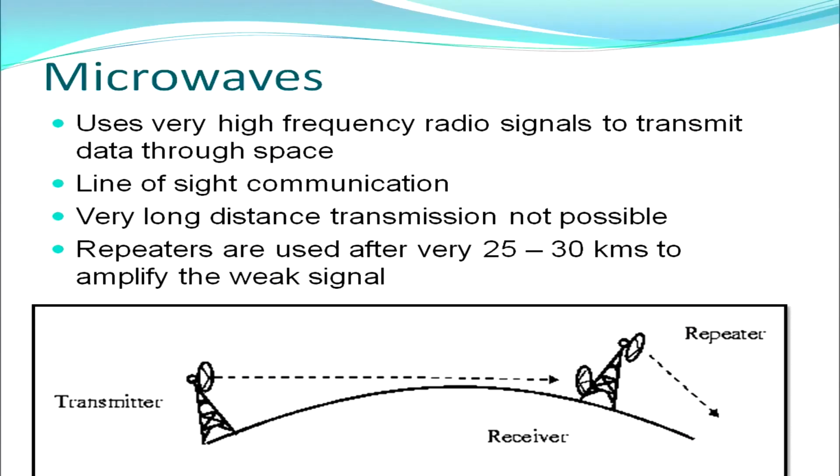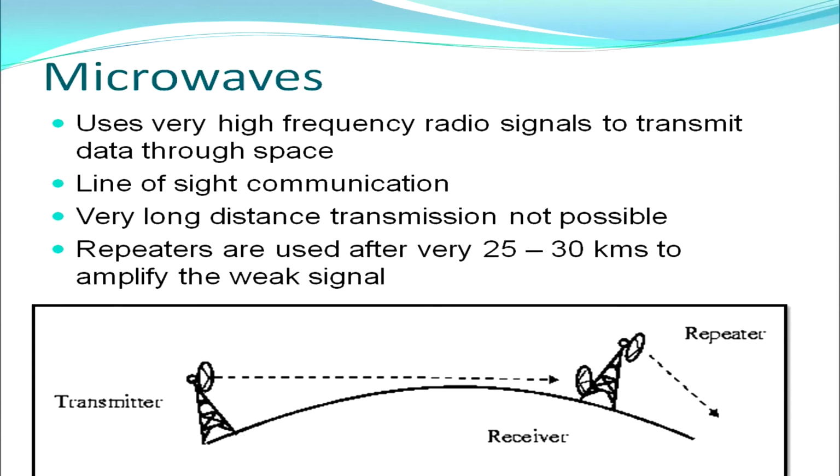Next, we move to microwaves. Twisted pair and coaxial cables were wired transmission media. They were physical wires connecting two or more computers. But microwaves are unwired or unguided transmission media. Here, very high frequency radio signals are used to transmit data through space.